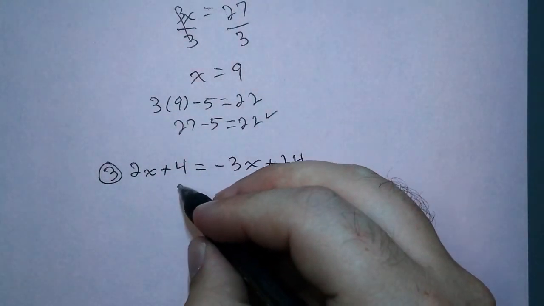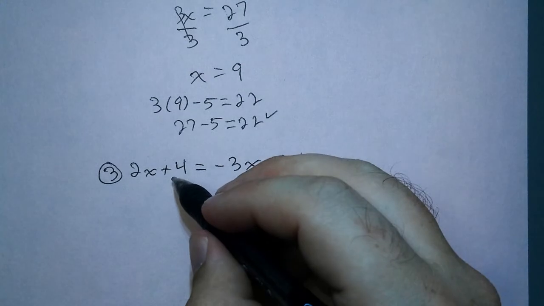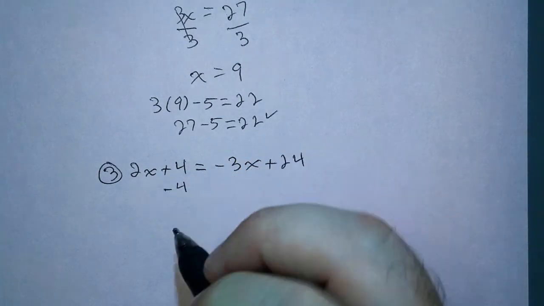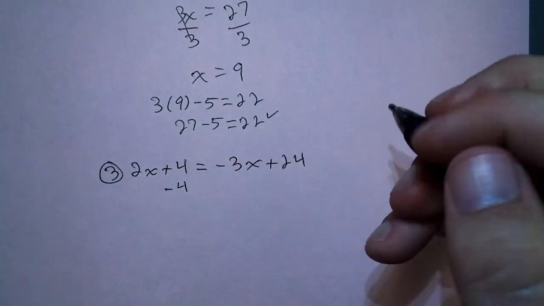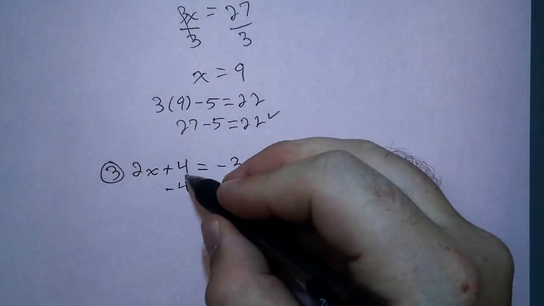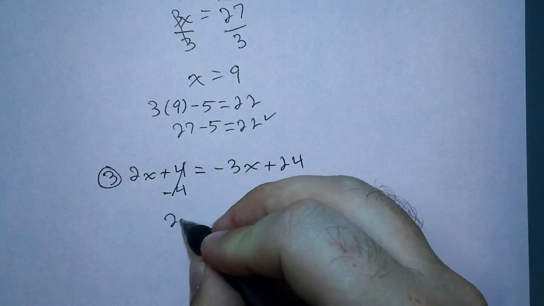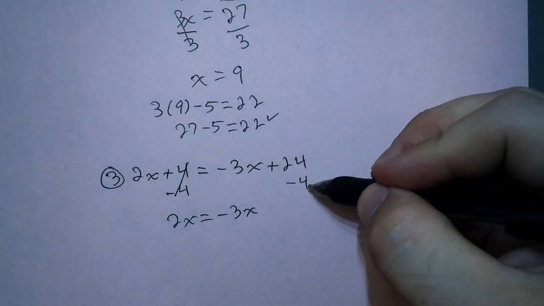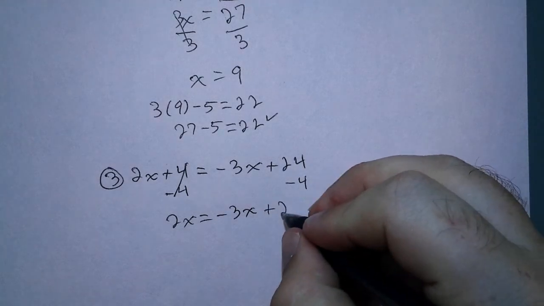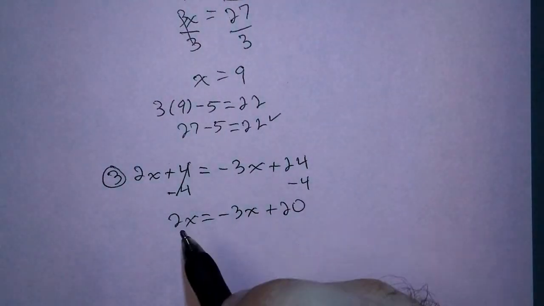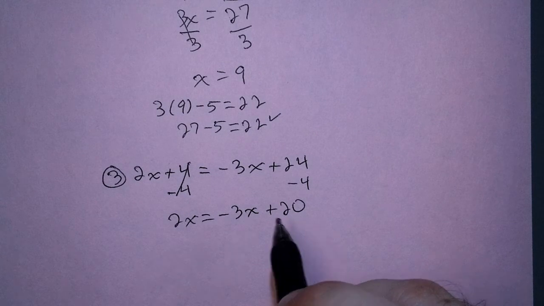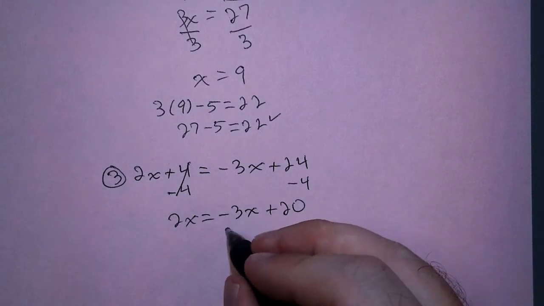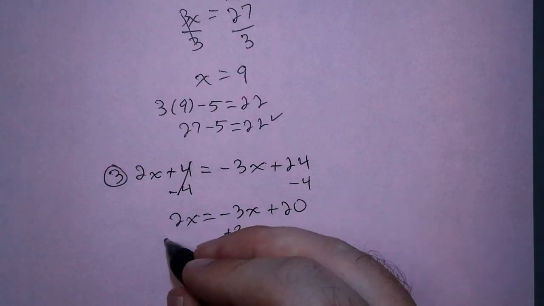I'm going to take this regular 4, I'm going to move it over here by canceling it out. The opposite of plus 4 is minus 4. Whatever I do over here, I've got to do over here. So I still have 2x equals -3x, and then 24 minus 4 is 20, so it's positive 20. Now, I have all my regular numbers over here. I got to move my variables to the other side. So the opposite of minus 3x is plus 3x.